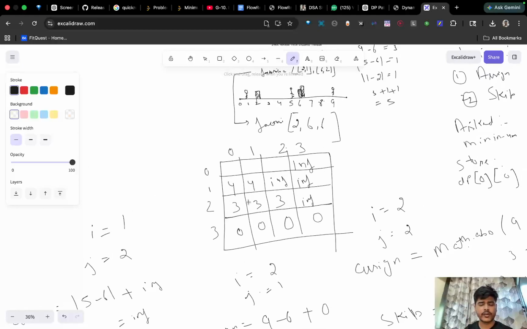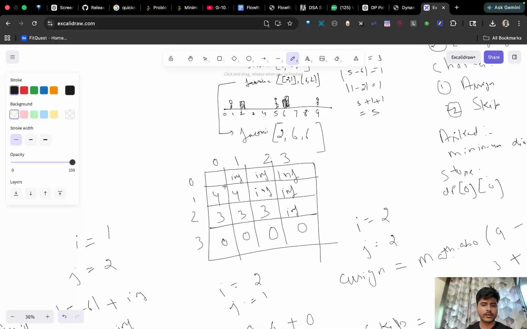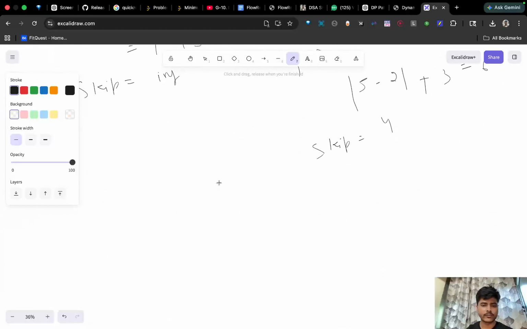Similarly, if I try to assign my first robot to the second factory, it's going to be infinity here, because the third factory is already assigned to the third robot. If I try to assign the second robot to the second factory, the answer is also infinity, because the second factory is assigned to the second robot here. And let's see what the answer is going to become for dp00. So that is our final answer.